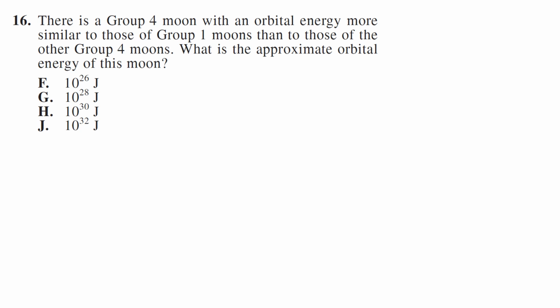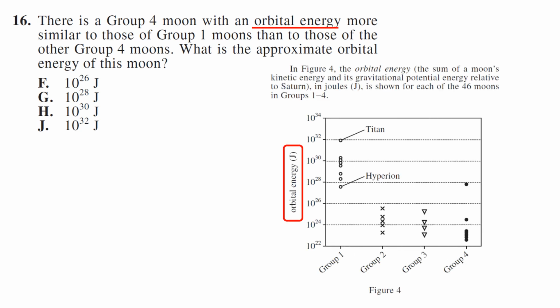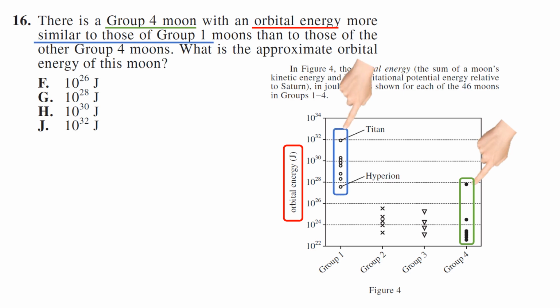Number 16 doesn't tell you at which figure to look at to find the answer, but we do see we're looking for orbital energy, which is in figure 4. And it says there is a group 4 moon, so the group 4 is that 4th column, which has an orbital energy similar to those of a group 1 moon, so they're similar. What is the approximate orbital energy of this moon? Well, the moon in group 4 that is most similar is right here, right? And it is at 10 to the 28th, and so that is G.